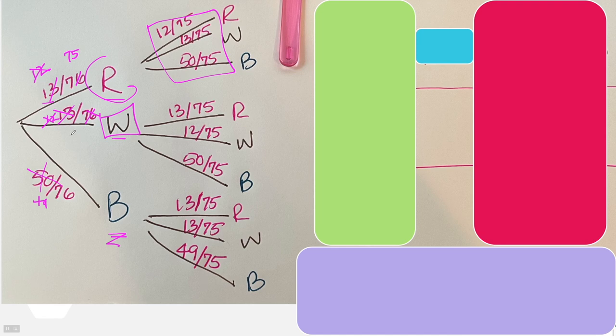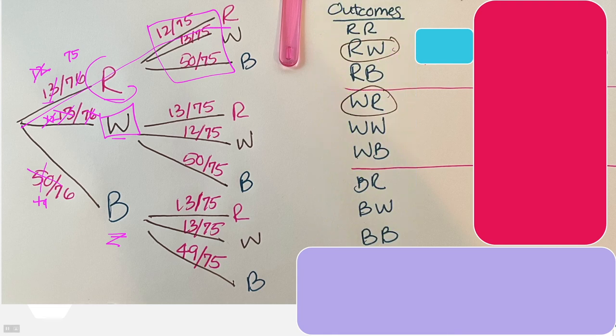And then our next step, once we've drawn the full tree and we've labeled all of the probabilities on the tree, is to follow the branches out to get our outcomes. So RR is the first set of branches, and then RW, and then RB, and then WR, and then WW, and then WB, and then BR, and BW, and BB. And so that gives us all nine of our different outcomes that are possible.